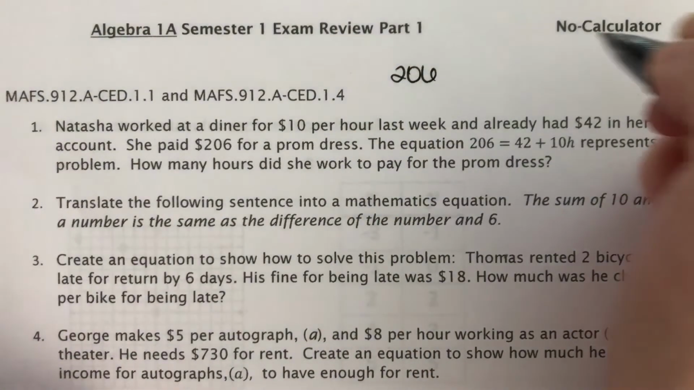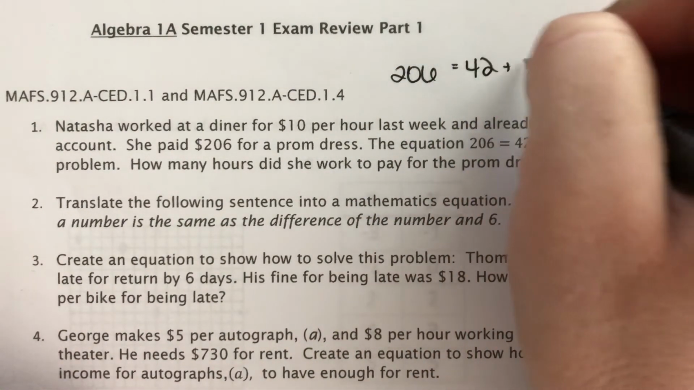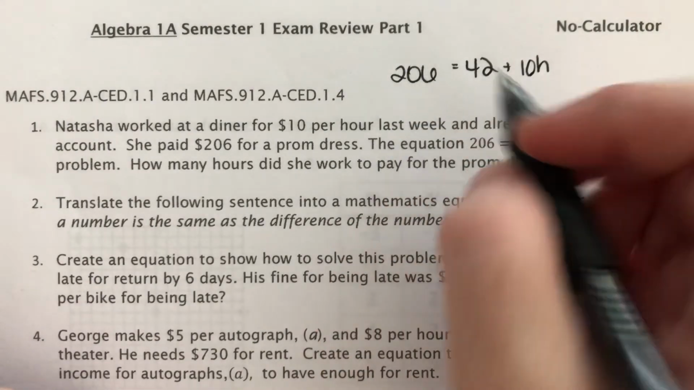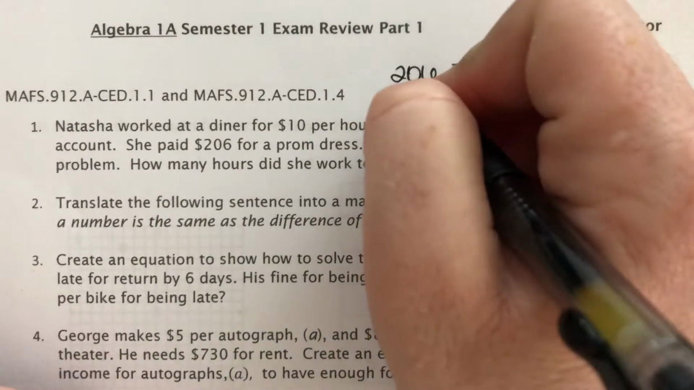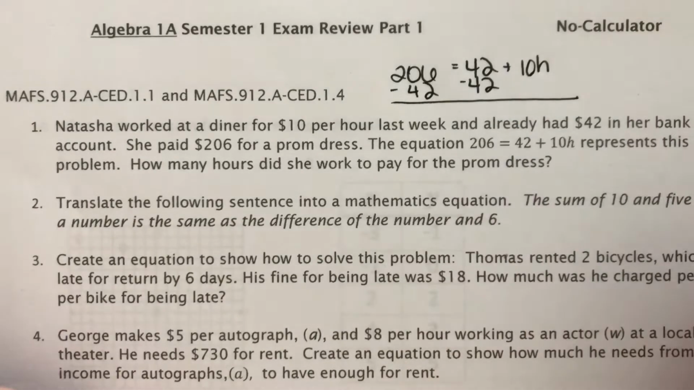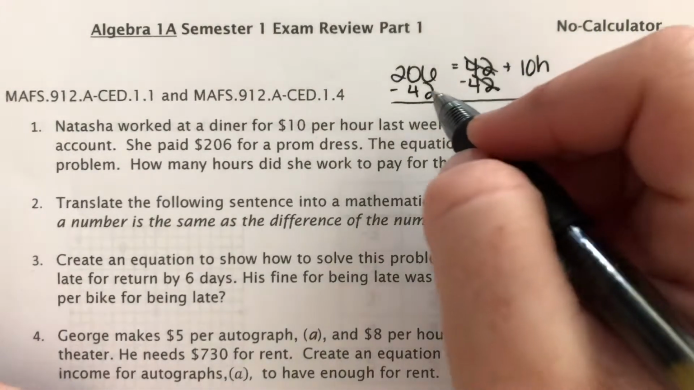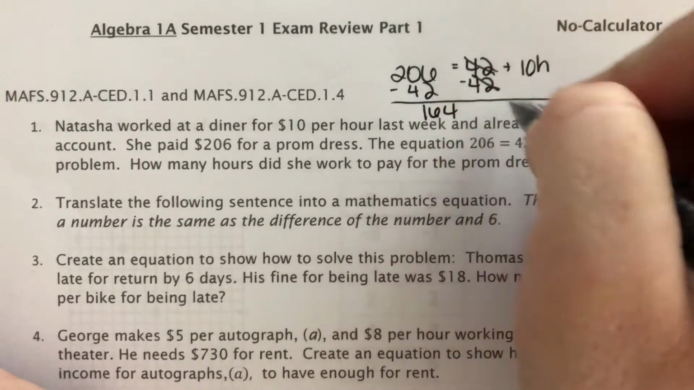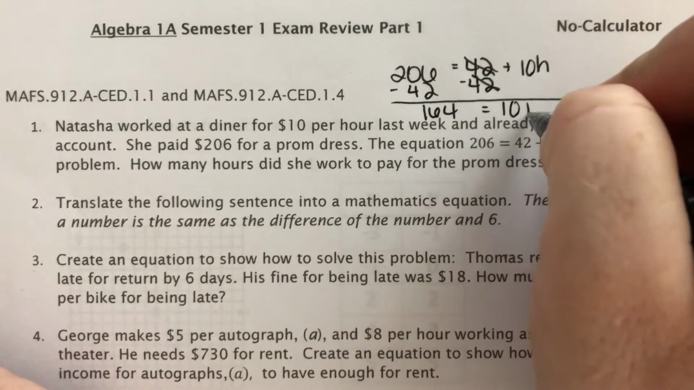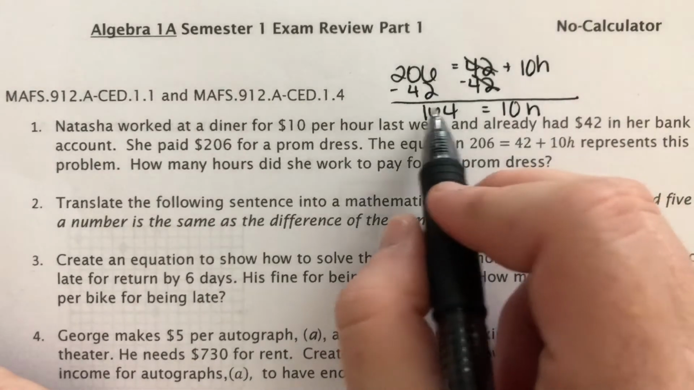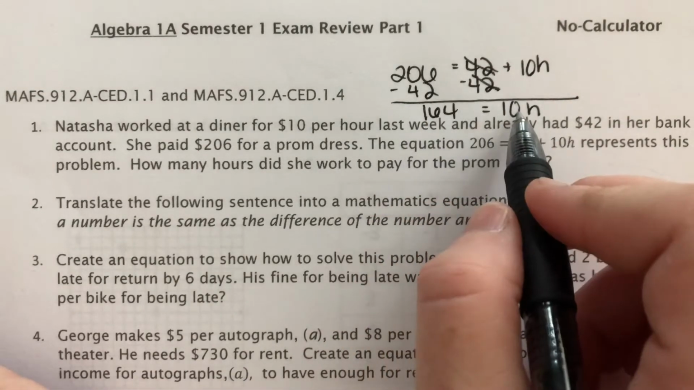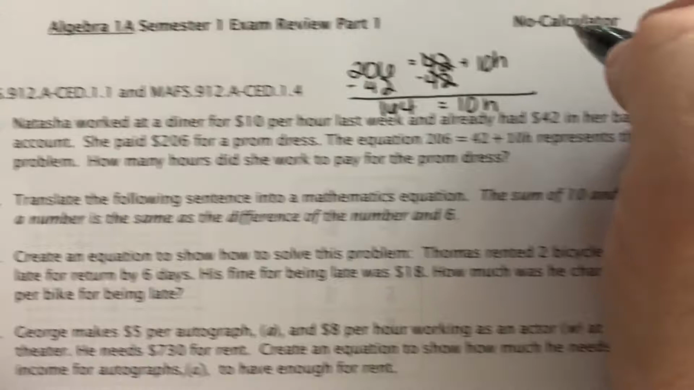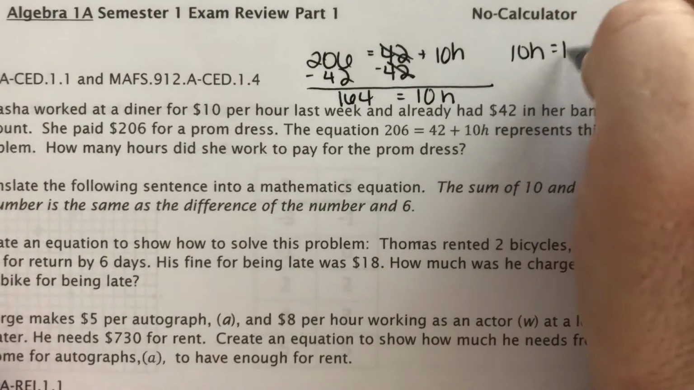206 equals 42 plus 10h. First thing I want to do is subtract 42 from both sides of my equal sign. I'm trying to get h by itself. So this goes away. 206 minus 42 is, 206 minus 40 would be 166, minus 2 is 164, equals 10h. And then we want to divide by 10, right? We've got 10h equals 164.